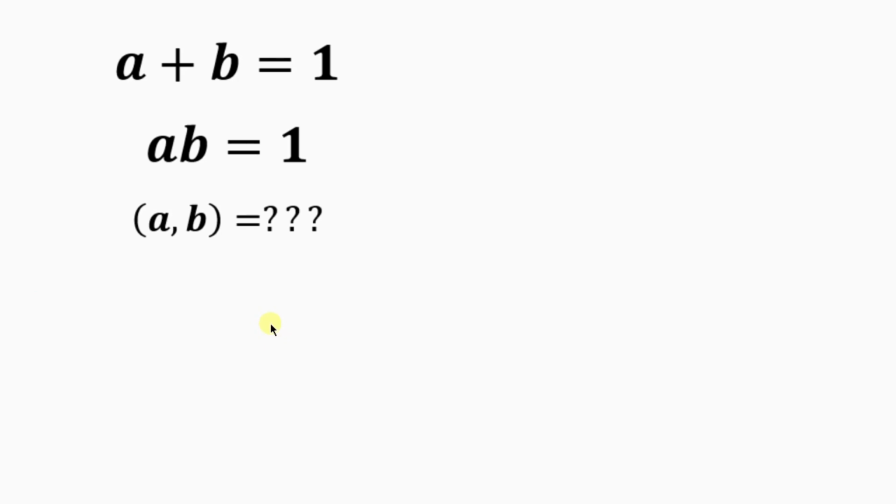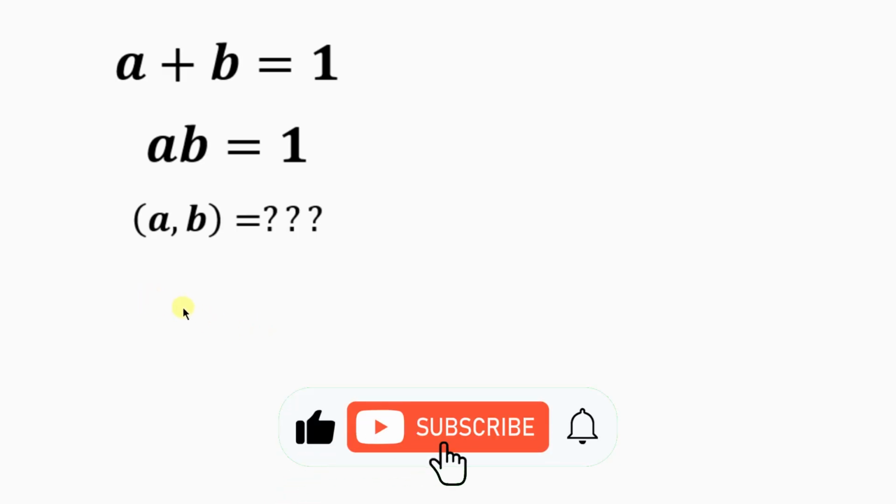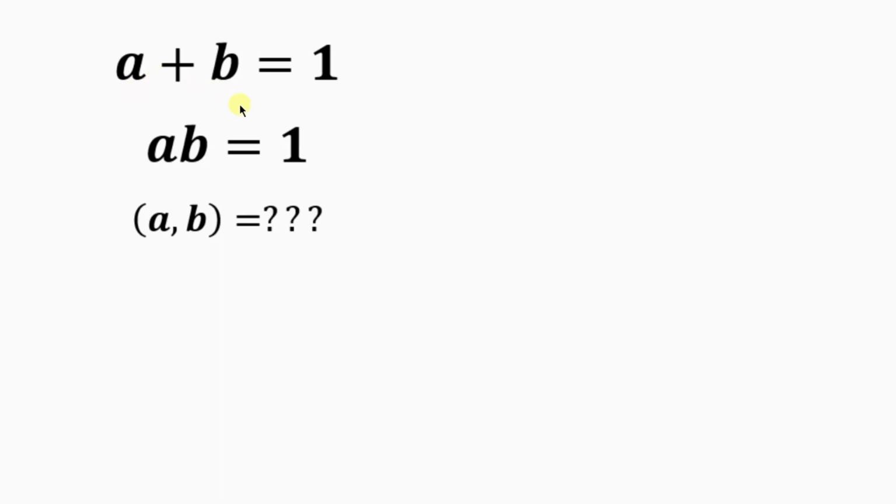What's going on, everybody? Welcome back to an interesting question on the board that says find the values of a and b given that a plus b is equal to 1 and ab is equal to 1. Well, we can name these equations. We can say let this be equation 1 and let this be equation 2.